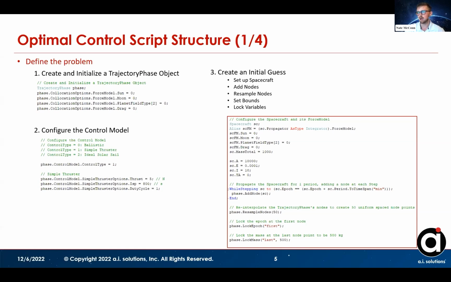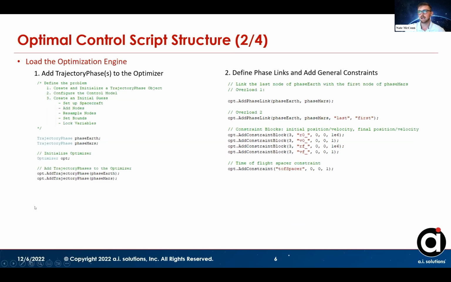So now we've defined our problem. The next thing we want to do is load our optimization engine. There are two steps when doing this. The first is to add trajectory phases to the optimizer. You can see in the code snippet here, the commented section above is just where we're defining the problem. The next part is where we're actually going to add those trajectory phases to the optimizer. In this example, we've initialized two trajectory phases, phase Earth and phase Mars.